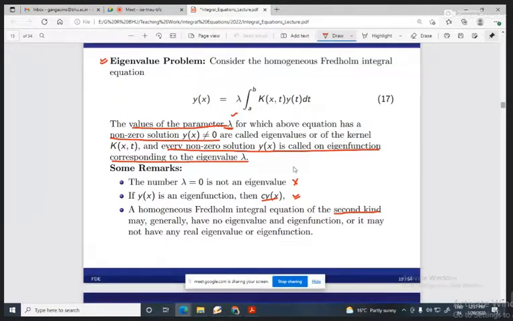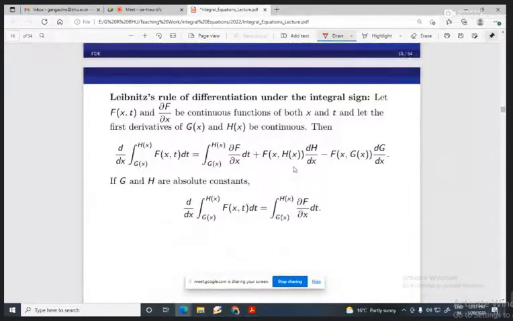Now we move further to a definition, that is called the Leibniz rule. It is the Leibniz rule for differentiation under the integral sign. So what is that rule? This rule says that if f and its partial derivative ∂f/∂x are continuous functions of both variables x and t, both are continuous functions of x and t.